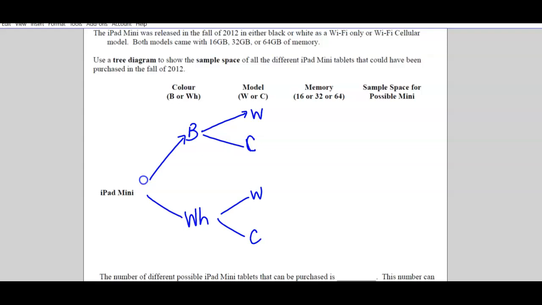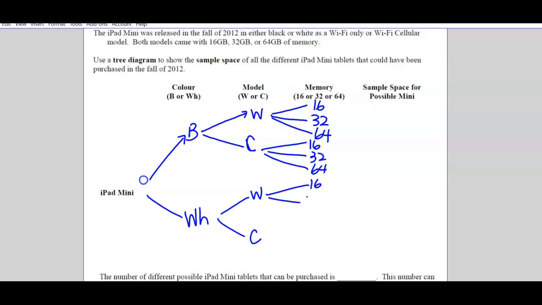For each of these, it could be 16 gigabytes, 32, or 64. Here, 16, 32, or 64. Here, 16, 32, or 64. So you can see how it gets pretty cramped and it would be difficult to show this for every question. And we certainly wouldn't want to do that for every question.